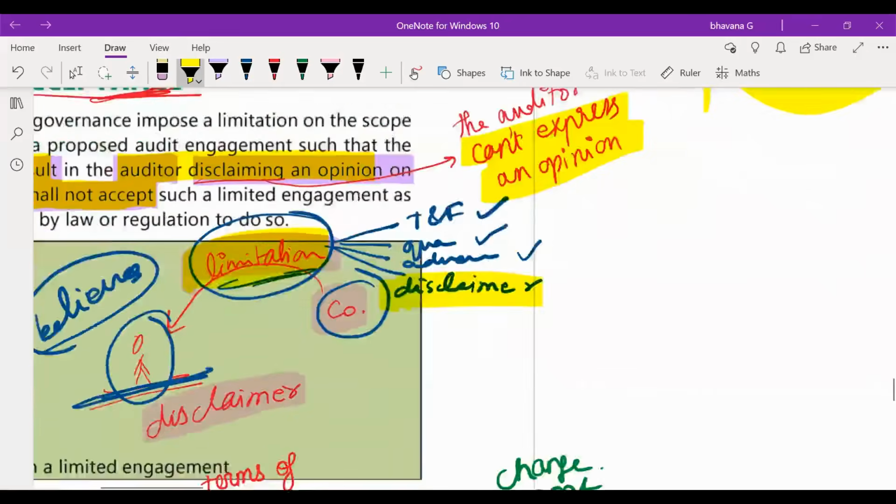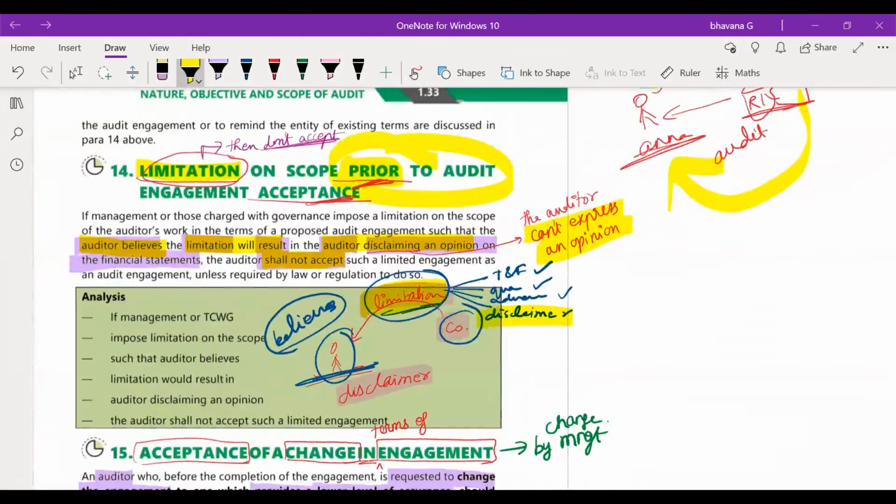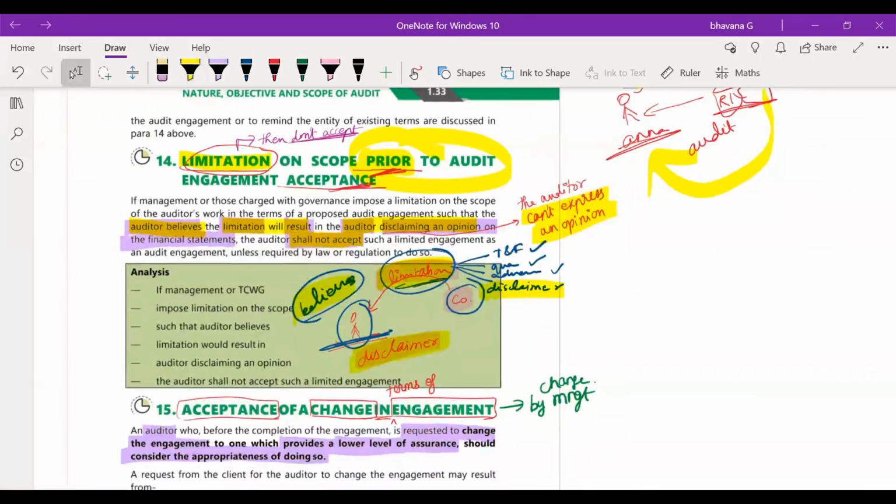Now this auditor Anna knows, prior to the acceptance of the audit itself, that he is going to give a disclaimer of opinion, so why should he even accept? In such a case, he shall not accept, is what this tells you. This is about limitation on scope prior to audit engagement acceptance. I hope this is clear to you guys.